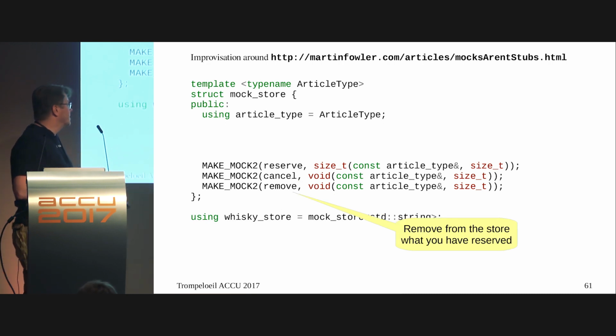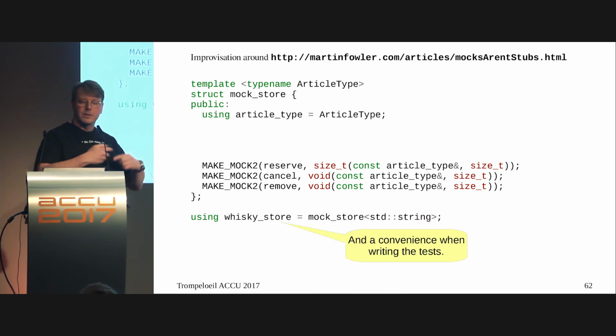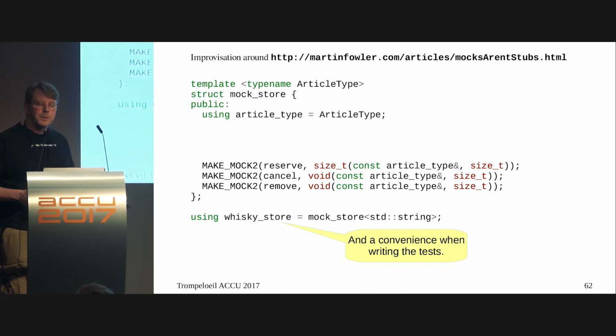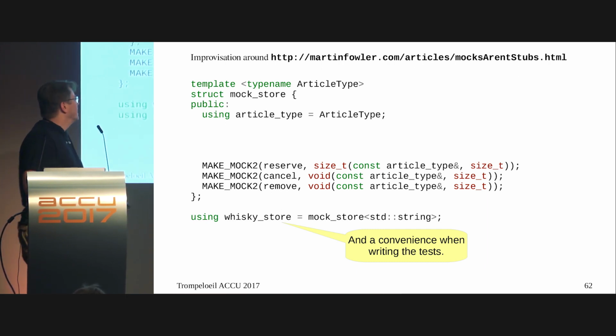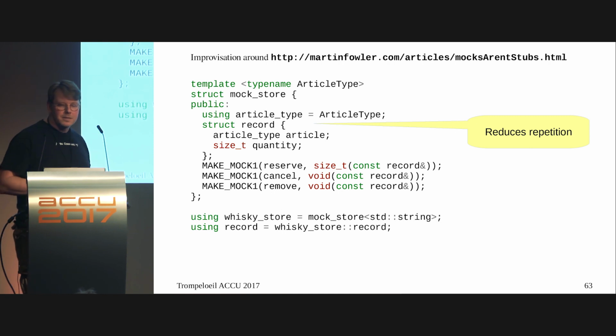And just for convenience, during the tests, why not use a whiskey store that uses a string, because then we have a consistency with the earlier example. And just to make things a little bit more interesting, we introduce a record type too. It saves on slide space. That is important.